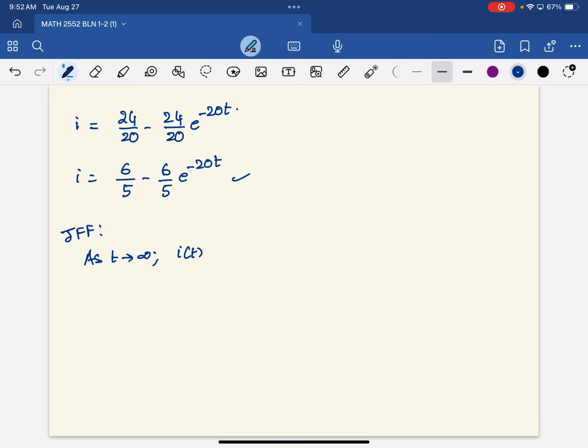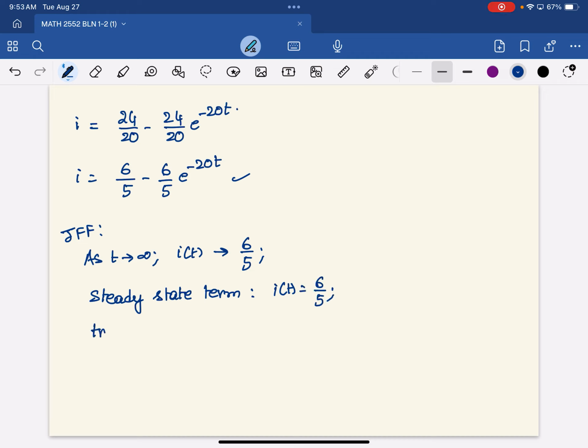It converges to 6 over 5. Very good. So, it converges to 6 over 5 because the second term goes to 0, right? So, what we say is the first term, 6 over 5, is a steady state term. That means the term that remains forever. Steady state term is I of t equals 6 over 5, because that's what remains forever.